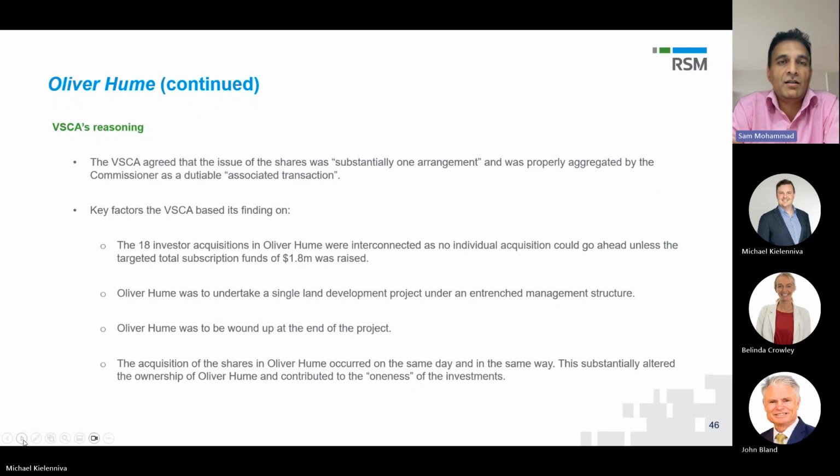But certainly a very strong case for the Commissioner to take forward and impose landholder duty where historically it hasn't always been applied. If you want to just flick through to the next case, Mike.